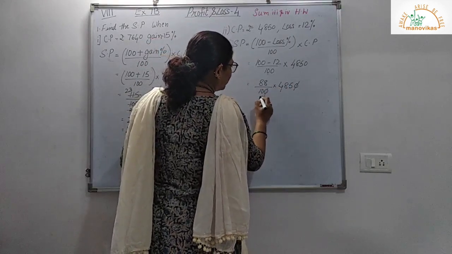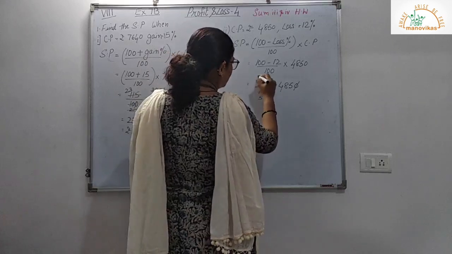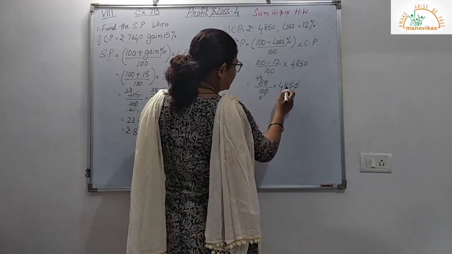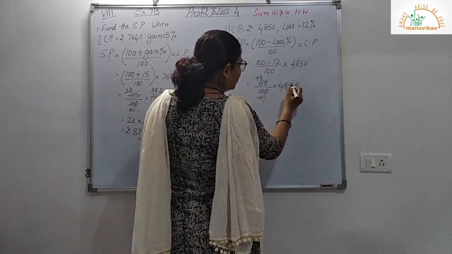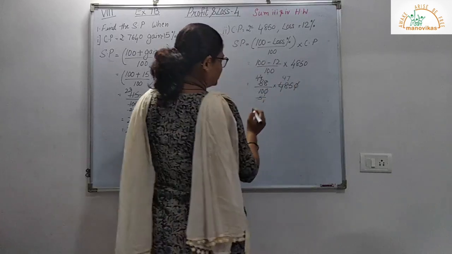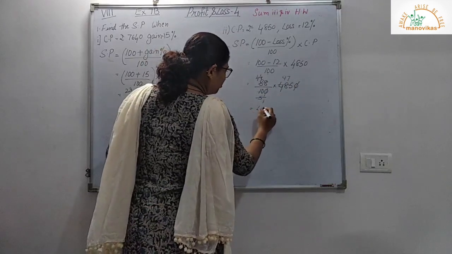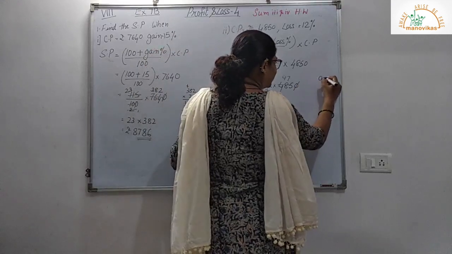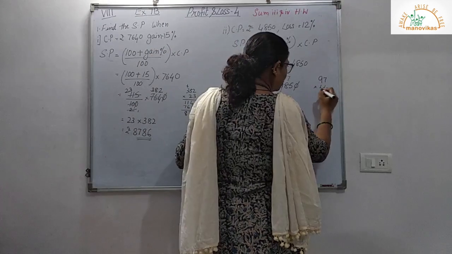So 2 5s are, 2 4s are, again 4s are, again this can be cancelled out with 5, 5 1s are, 5 9s are 45 and 5 7s are, right? So multiply 44 into 97. So we get it as 97 multiplied by 44.